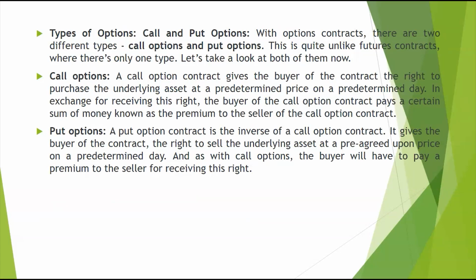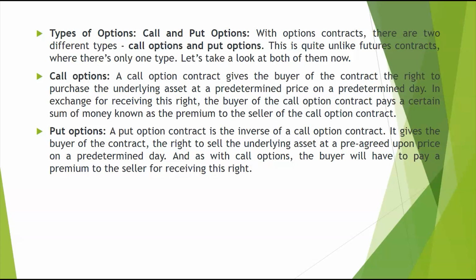Types of options. Call and put options. With an options contract, there are 2 different types, call options and put options. This is quite unlike a futures contract, where there is only one type. We can see the explanation below. Call options. A call option contract gives the buyer of the contract the right to purchase the underlying asset at a predetermined price on a predetermined date. In exchange for receiving this right, the buyer of the call option contract pays a certain amount of money as a premium to the seller of the call option contract.